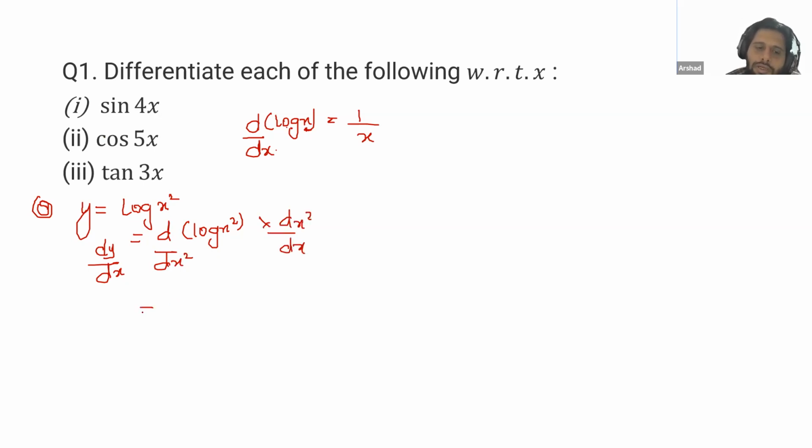Now what is the derivative of log? 1 by whatever the variable you have here. So 1 by x square into derivative of x square, which is twice of x. So cancel this x with this square. So you will get 2 by x. I hope this is clear to everyone. Abdul, Fahad, Rifat, is this clear?